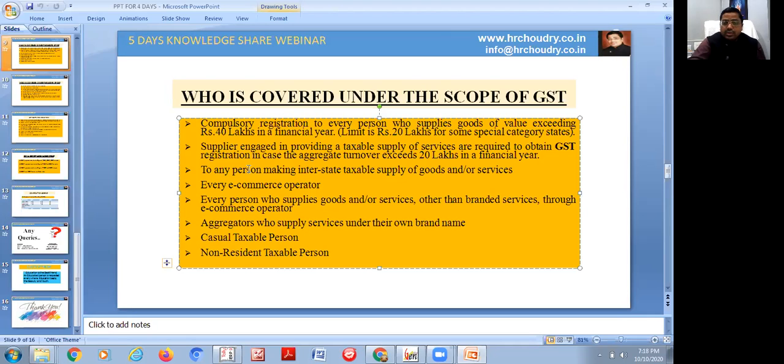Previously, under the other old acts, this was not required. But in case of GST, if people from another state come to do business, they have to take a temporary number as casual taxable persons. This is a very important provision.